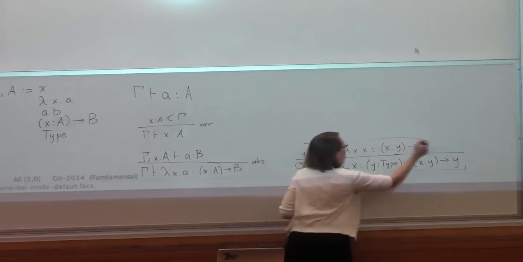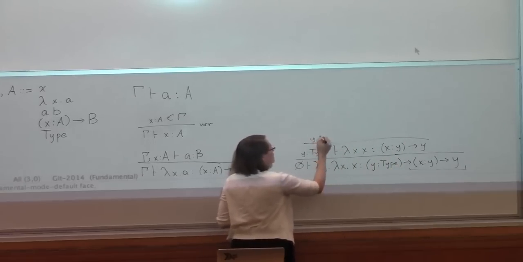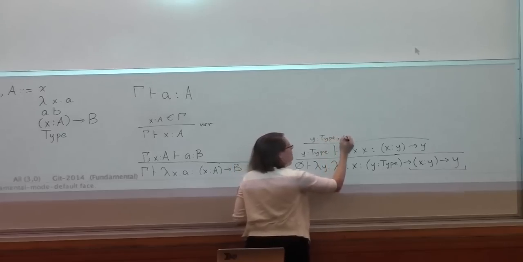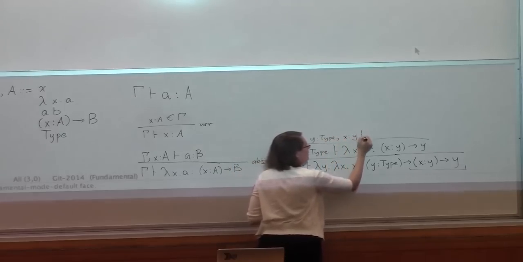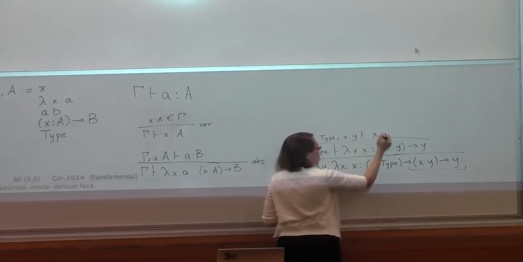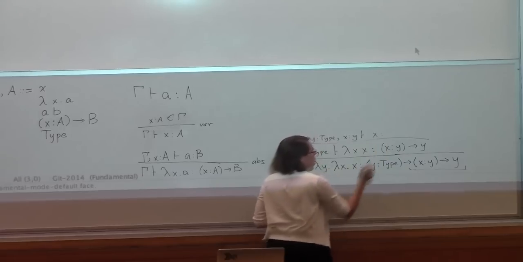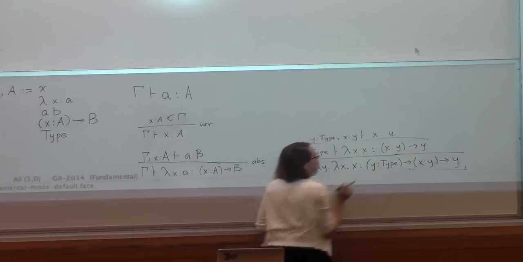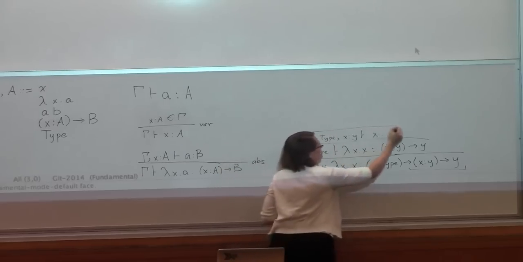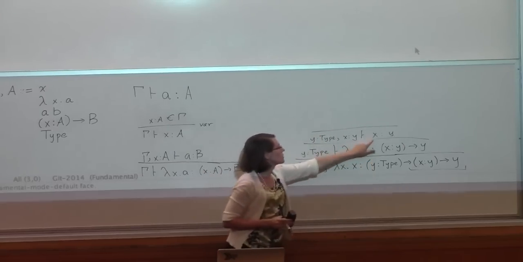Well, we use the abs rule again. And we say Y is a type, X has type Y. That shows that X has type Y, that's B. And then finally, we're going to stop. Why does this work?